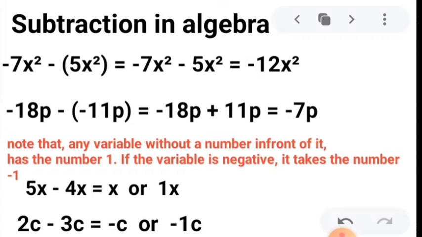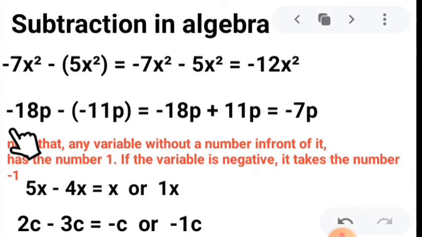So if we also have minus 7x squared minus 5x squared, remember that for this 5, there is no sign in front of it. It means that it is positive. So we change the sign to a minus sign. So minus 7x squared minus 5x squared will give us minus 12x squared.